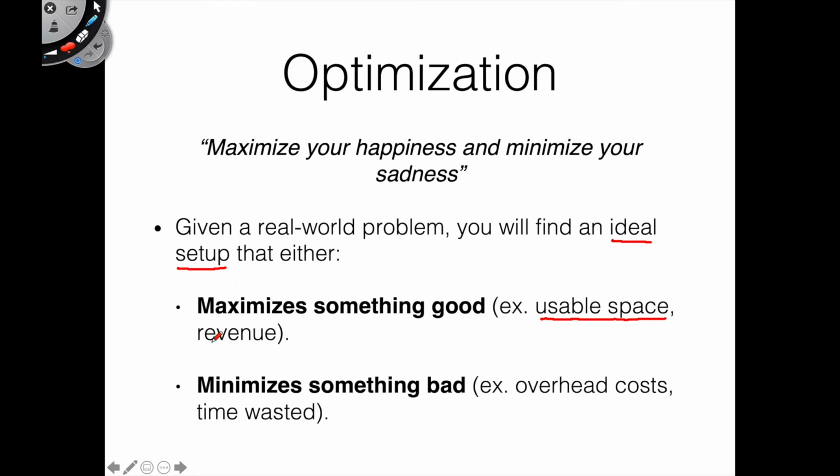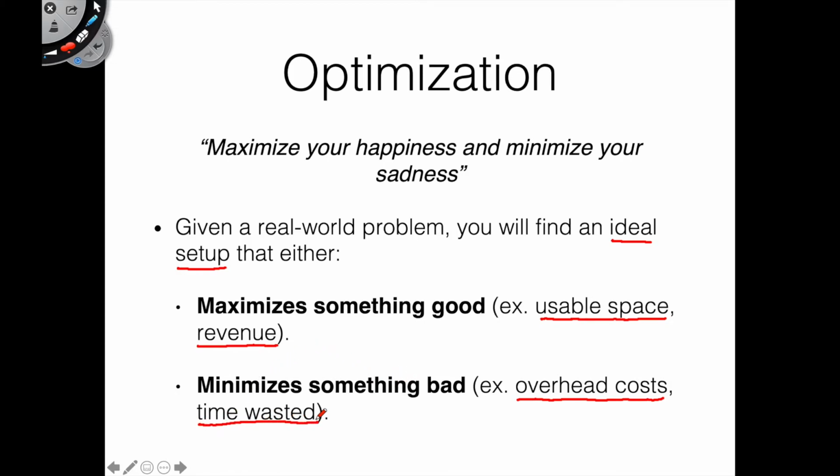You could also be maximizing things like revenue, right? That's a big one, and there's so many others. You could also minimize something bad, because remember, we can find both maxima and minima. We can minimize something bad, like, for example, overhead costs, right? This is useful if you want to start some kind of business. Another thing we can minimize is time wasted.